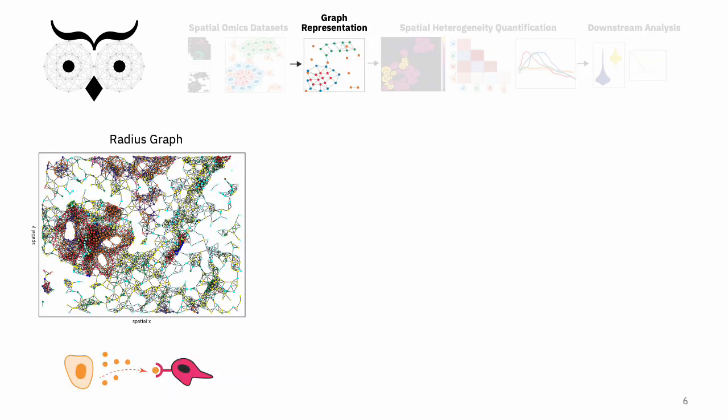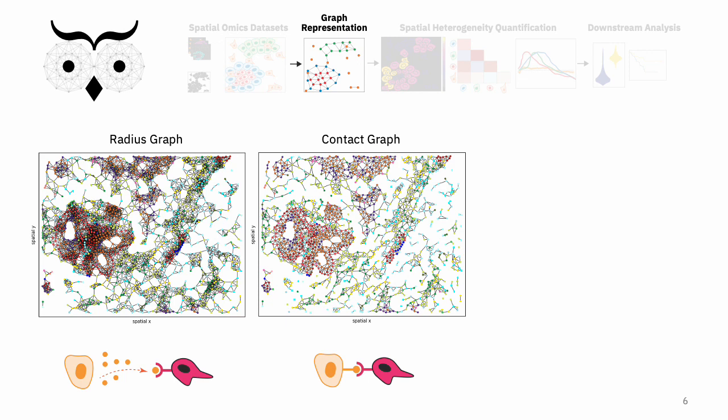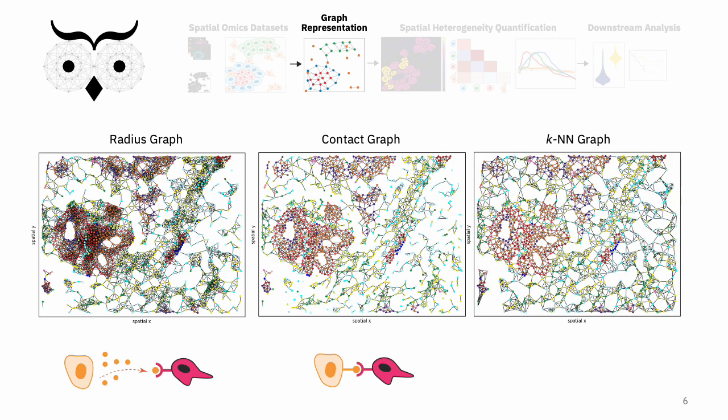So ATHENA provides three different ways to construct a graph. A radius graph, which can be used to model paracrine signaling, a contact graph, which connects cells that are in physical contact and that can be used to model juxtacrine signaling, and a KNN graph representation.